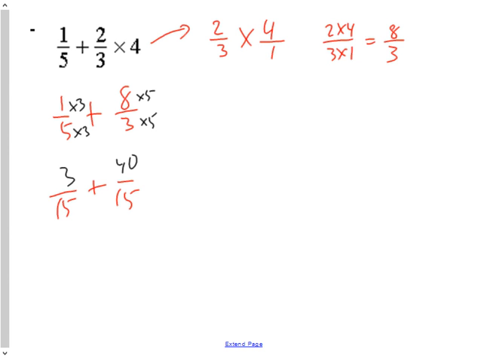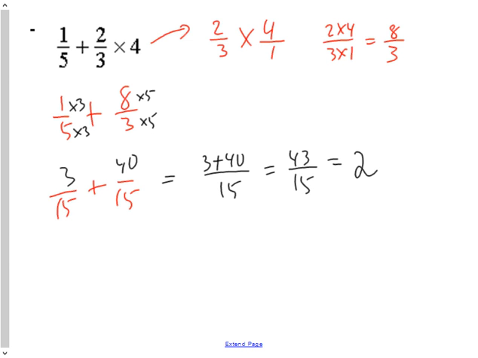40/15 is equivalent to 8/3. And now that you have that, you can add your numerators and keep your denominator, which gives you an answer of 43/15. Now that's an improper fraction, and you've been told numerous times that if you have an improper fraction as an answer, your job is to reconfigure it to be a mixed fraction.